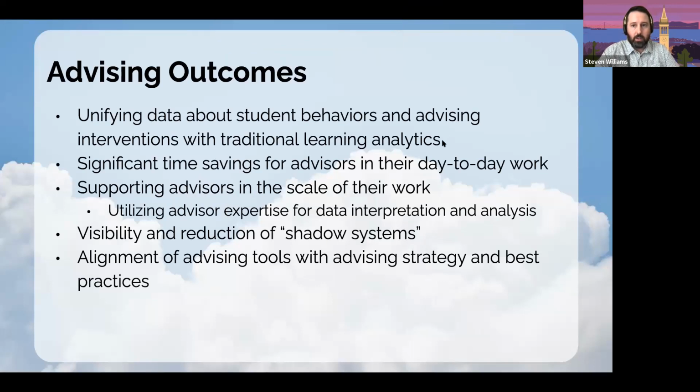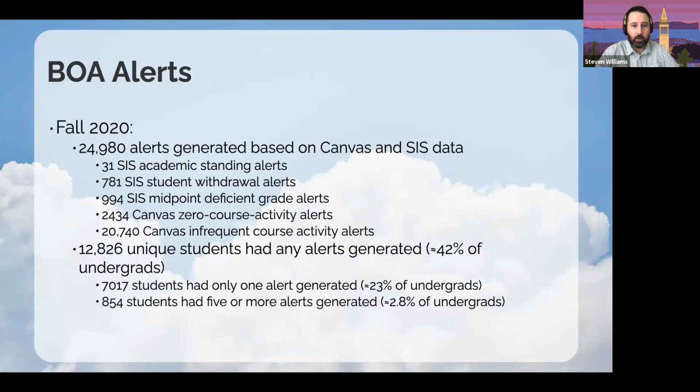So BOA is, of course, bringing together all this data for advisors, and it's also supporting them in their transactional work. I'm going to skip this slide, and I want to talk a little bit more about the alerts. We've done some initial analysis looking at the fall data. BOA has been in production for a while, but our need to log the alerts evolved over time, and so we've been doing that since fall 2020.